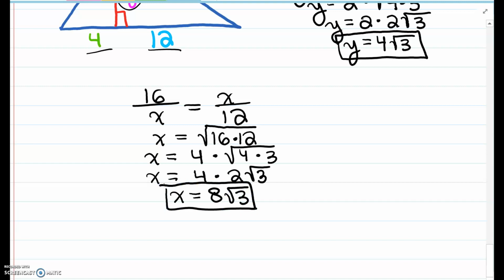That is all for section 8.1, finding the geometric mean of two numbers.